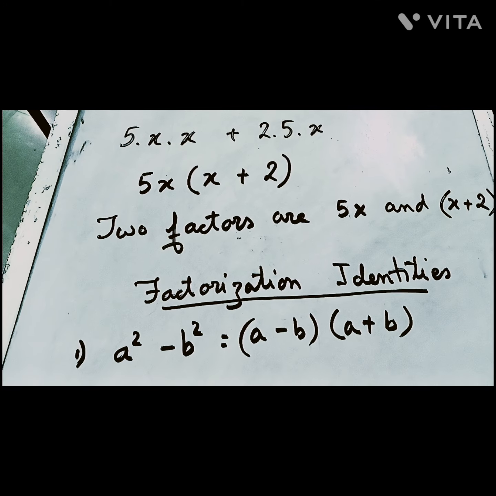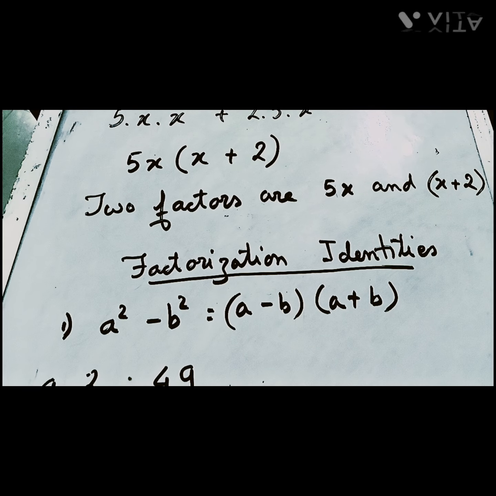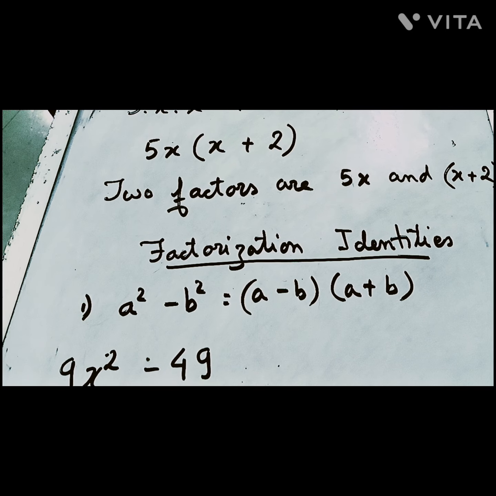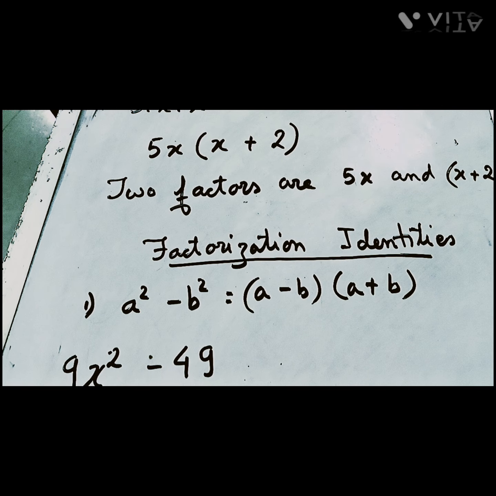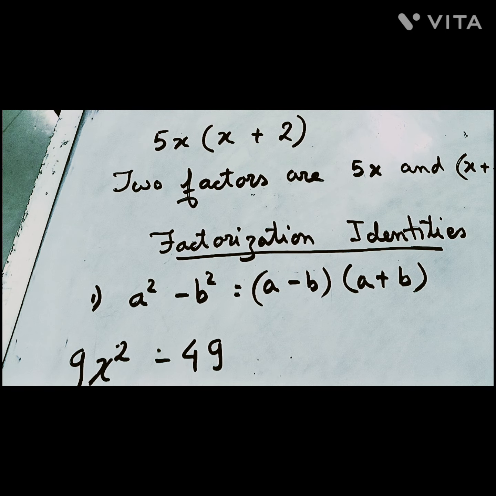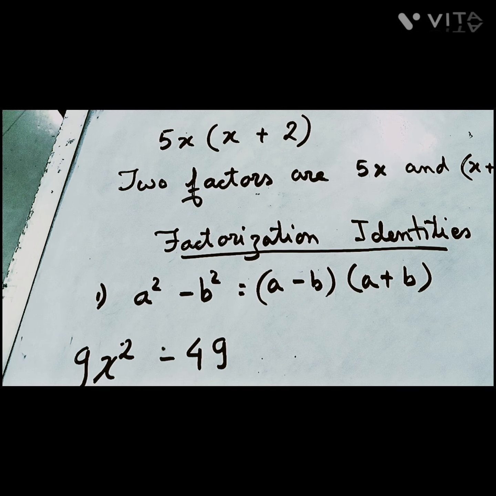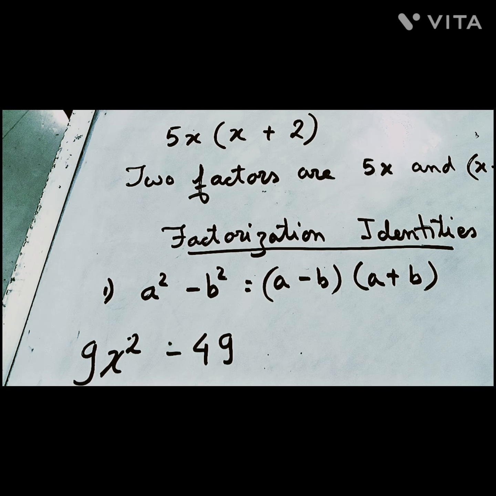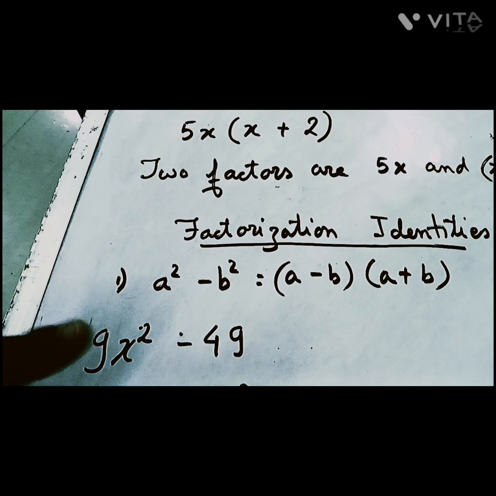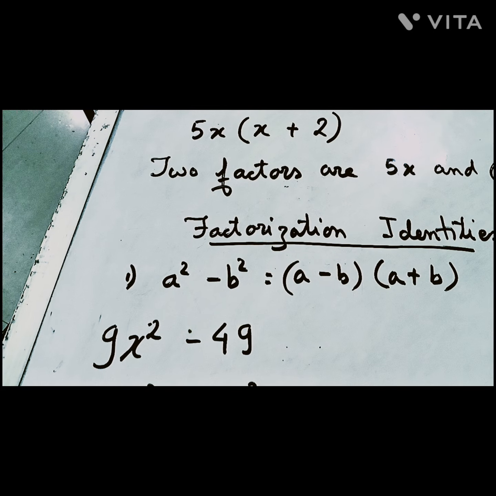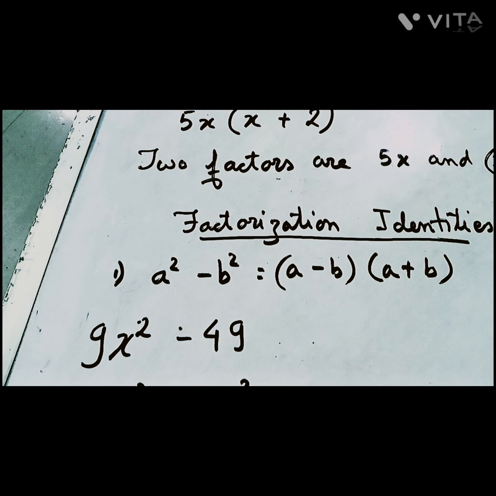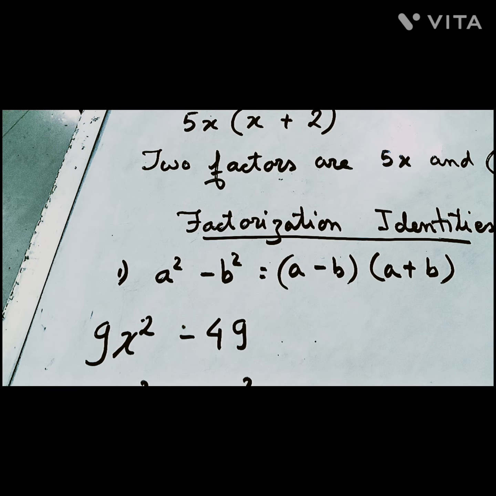Understanding this, let us move to the second part, that is factorization identities. The first identity is a square minus b square. What does this a square minus b square mean? Whenever we get an expression with a square minus b square, we can easily write it as two factors: a minus b into a plus b.